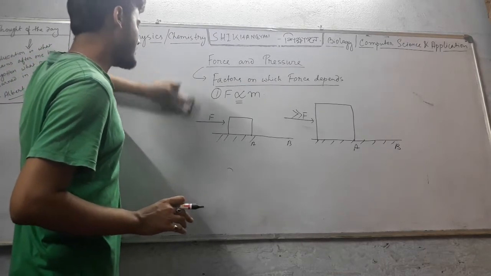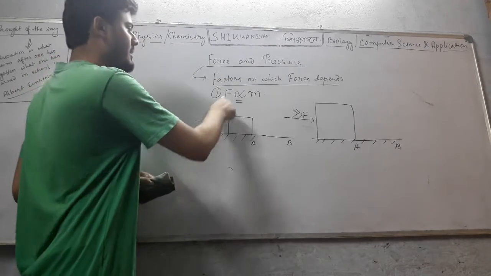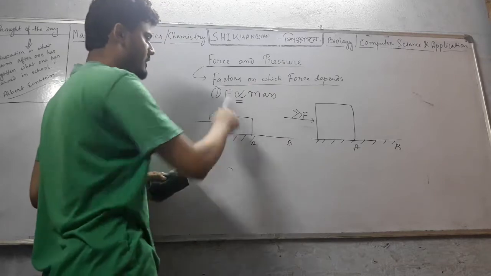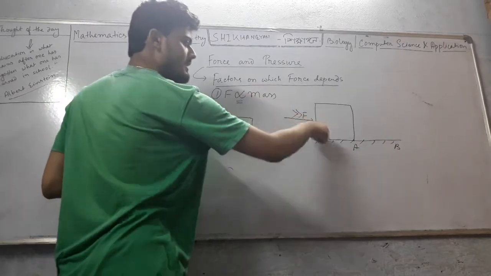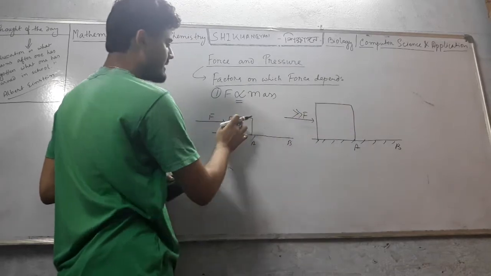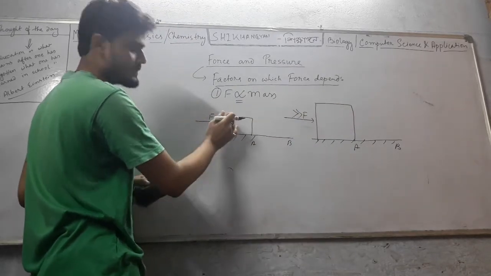So the first factor on which force depends is mass. Mass of an object. If mass increases, here see, the mass of the block is increased. This is a bigger block, so more force is required. Here it is a smaller block, so less force is required.